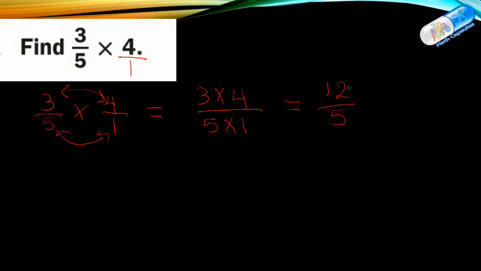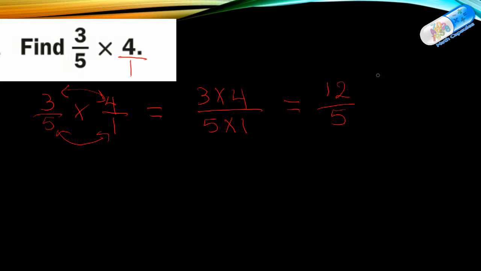Now, is this the simplest form? Yes, because we cannot simplify 12 and 5 more than this, but we can write 12 over 5 as a mixed number. Why mixed number? Because 12 as a numerator is greater than the denominator 5. So this can be written as a mixed number.